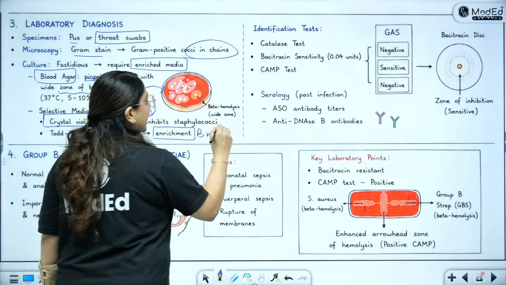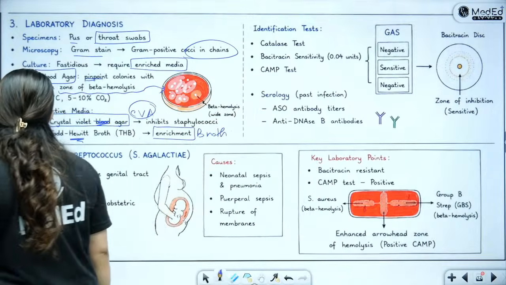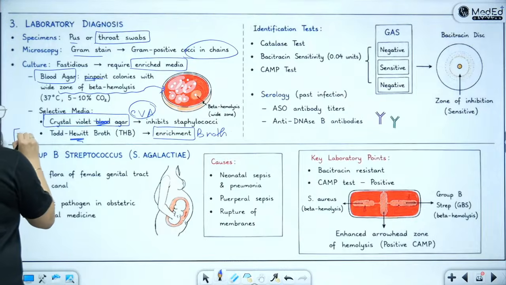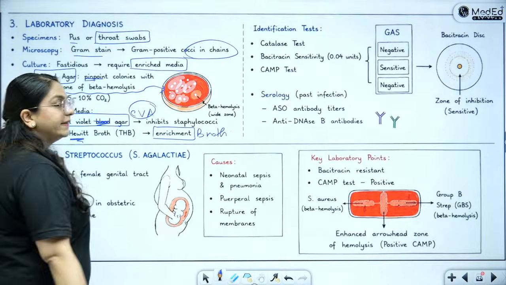It is used as enrichment broth. So Todd Hewitt broth. Even if you can't remember the full form in exam, just write THB. Even if you can't remember Todd Hewitt, just write THB and that is good to go.